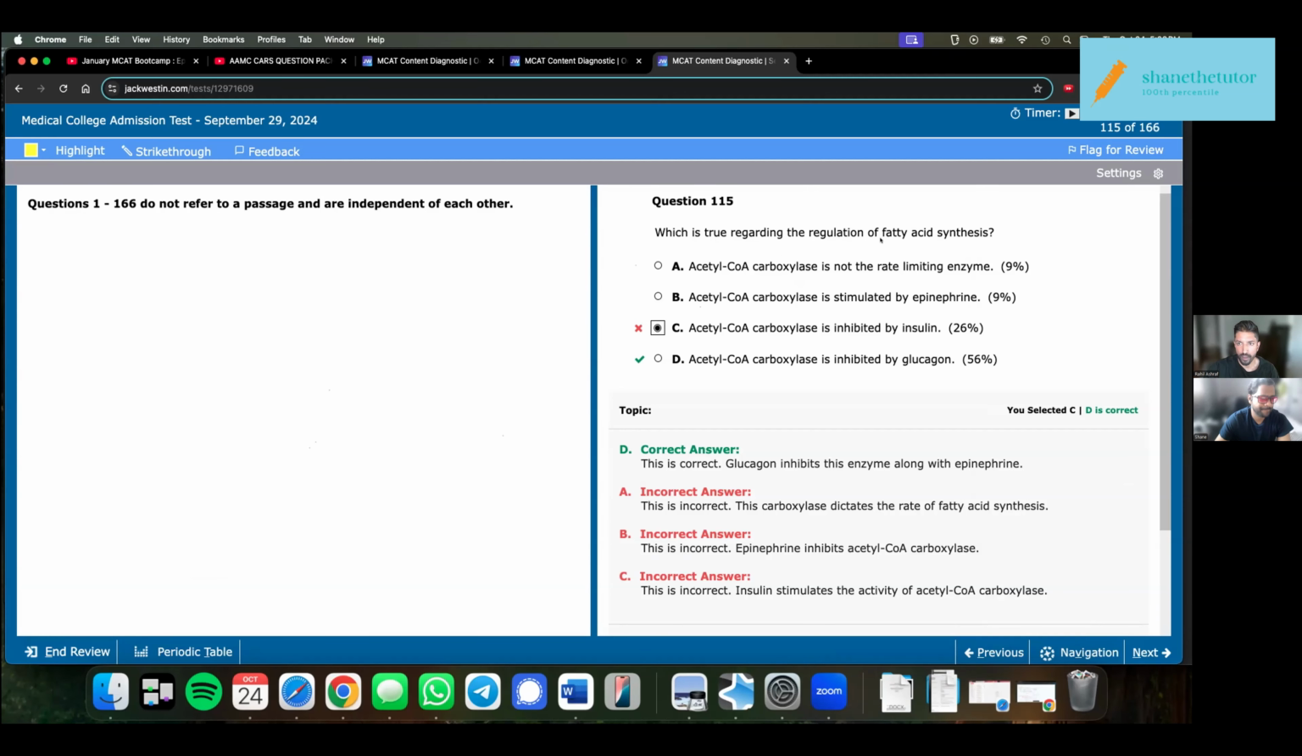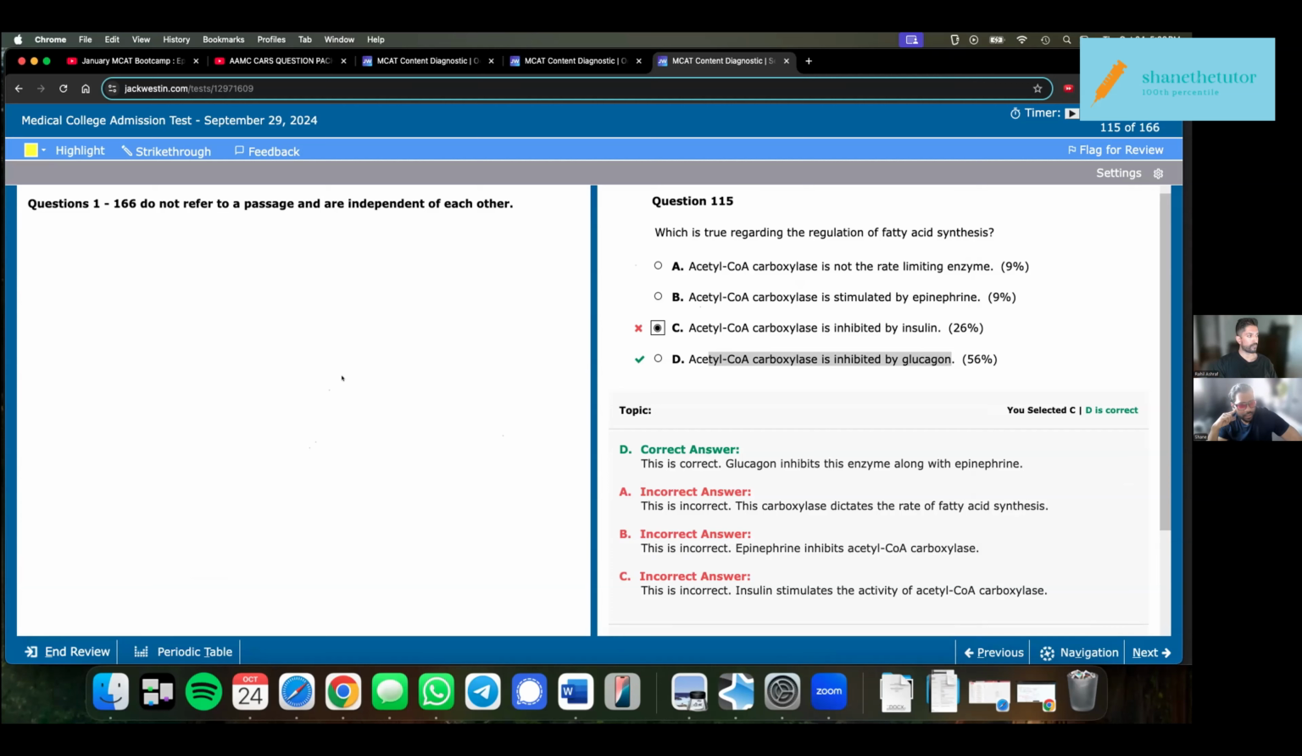Which is true regarding the regulation of fatty acid synthesis. I need to review that. I kind of understand that, but I guessed it's insulin, but I'm assuming glucagon would inhibit this process. From the very little I know, I remember fatty acid breakdown, so you can harvest energy, but if you have glucagon, then you don't have any energy, right? So you're trying to stimulate a sugar increase. So is that why glucagon is inhibiting this? I think.